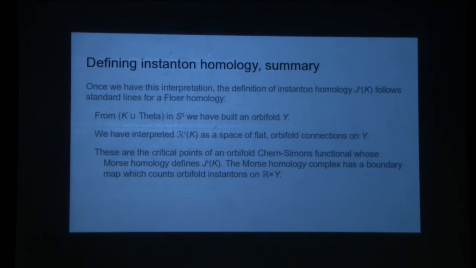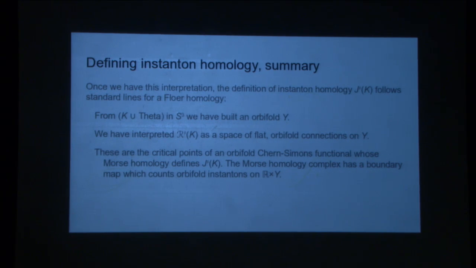So mostly from now on, defining J sharp of K is a standard technique in Floer homology. What we've done is we've taken K, we've added a theta graph. We've got a situation where we've got a space of connections, and none of the interesting connections have any stabilizer. From that, we've built an orbifold, Y, and we're going to regard R sharp of K now as just a space of flat orbifold connections on this orbifold Y.